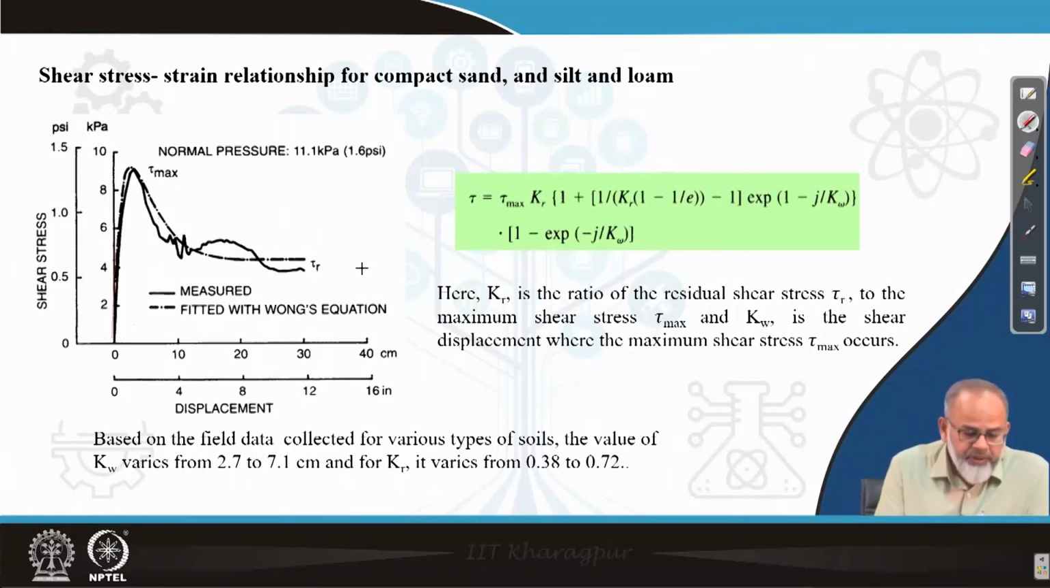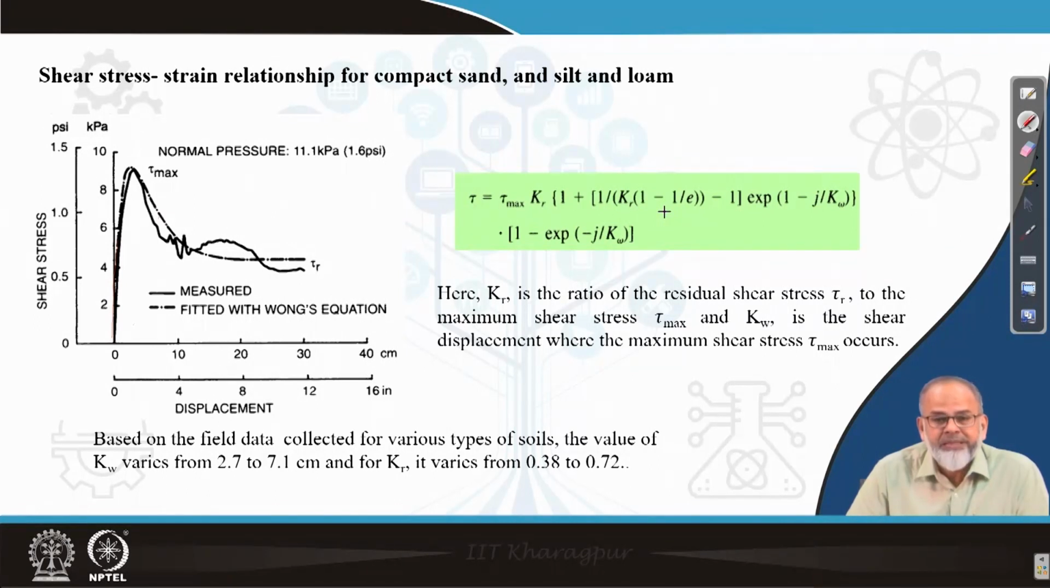This kind of curve can be best fitted as tau is equal to tau max into Kr in whole into 1 plus 1 by Kr into 1 minus 1 upon e minus 1, then e to the power 1 minus j upon kw into 1 minus e to the power minus j by kw. Here two values are there, Kr and kw. So what is Kr? Kr is the ratio of residual stress to the maximum shear stress.